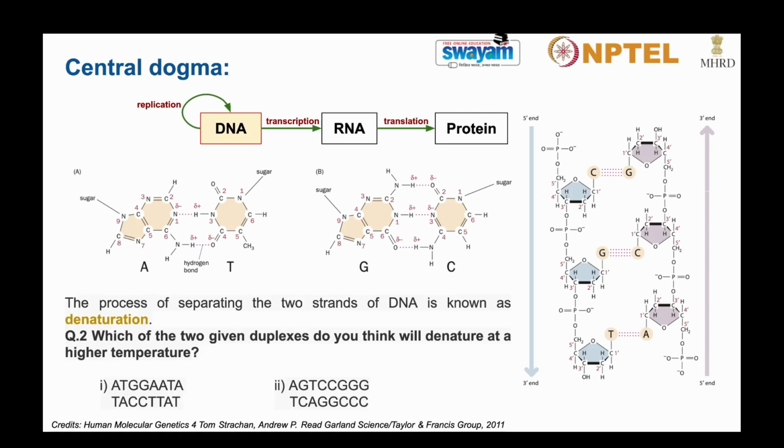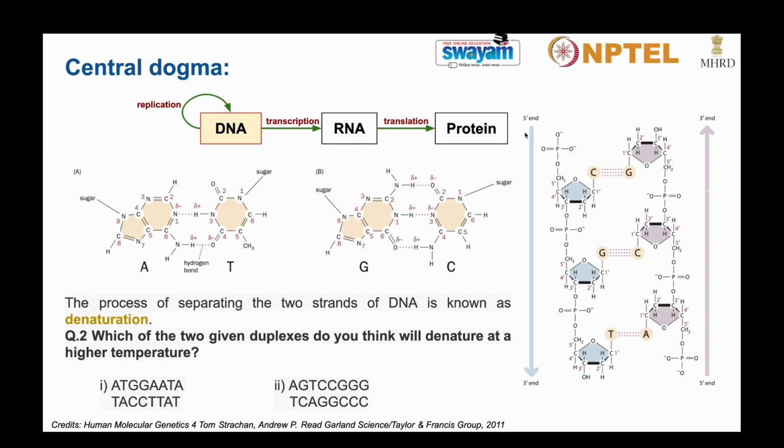Denaturation means that as the two DNA strands are connected to one another with hydrogen bonds, at high temperature these hydrogen bonds break and the two strands denature and separate into two single strands. That is denaturation. So here is a question: which of the two given duplexes do you think will denature at a higher temperature? Observe them carefully, observe their nitrogenous bases, and answer which of the two duplexes will denature at a higher temperature. This is related to the hydrogen bond concept.